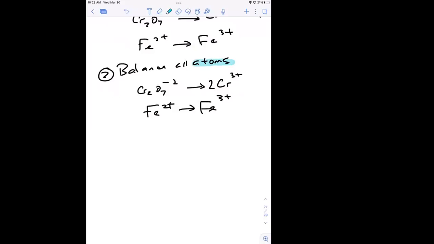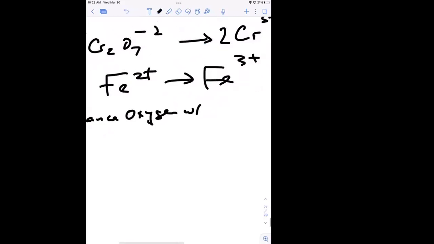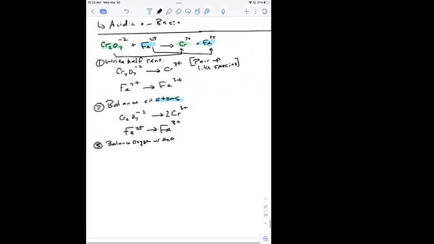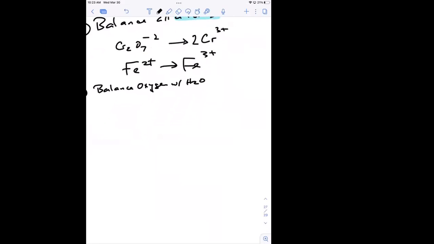We've done that. The third step is balance oxygen if it's present, with water. I like that too, because since water has an odd number, it's got 1 oxygen. You just add as many waters as there are oxygens, but you add them to the other side to balance it out. So here we're going to do this. There's no oxygen in the second half reaction, so we're just going to write that again. Fe2+ going to Fe3+, no problem.